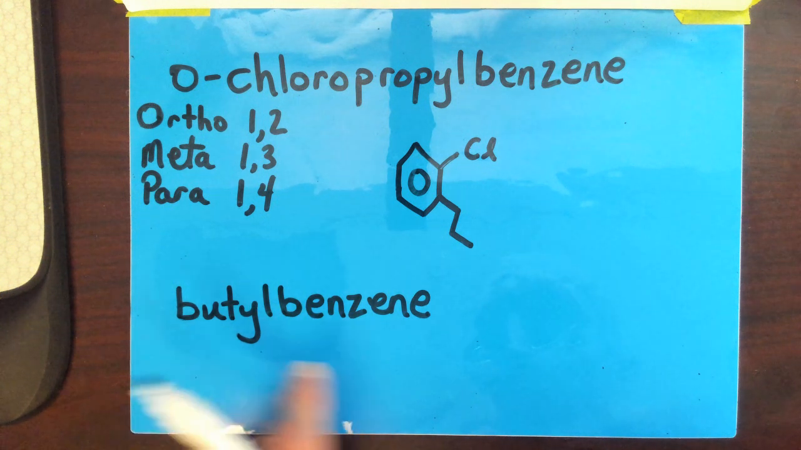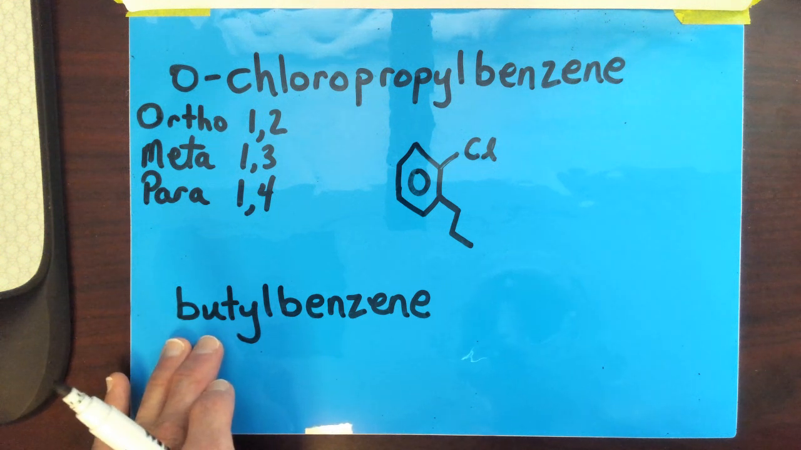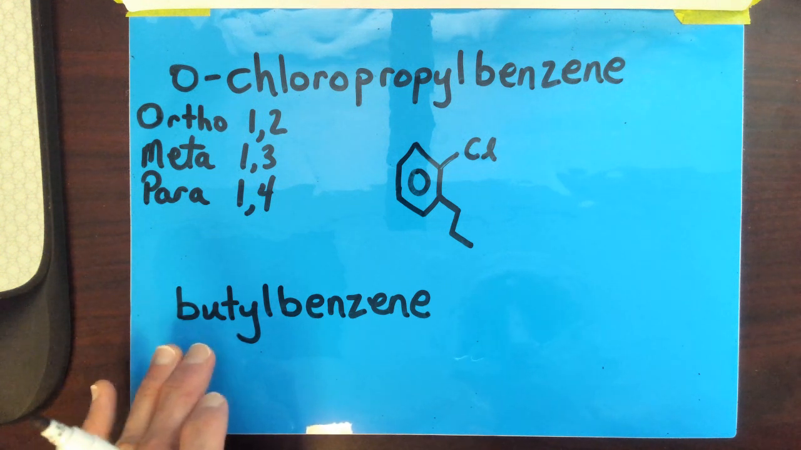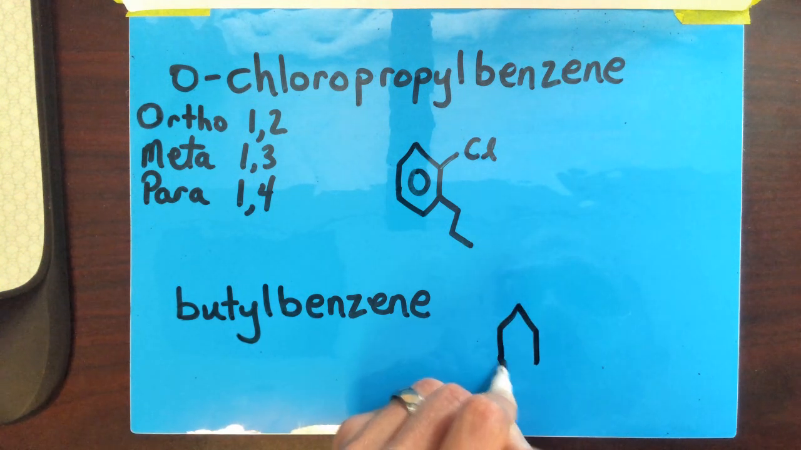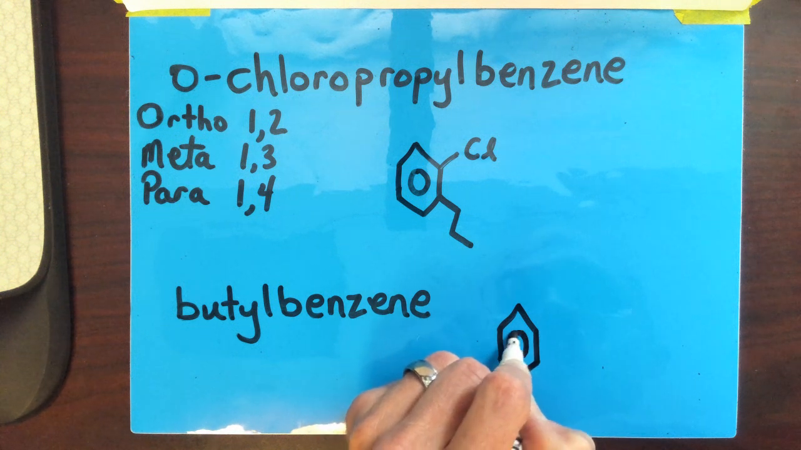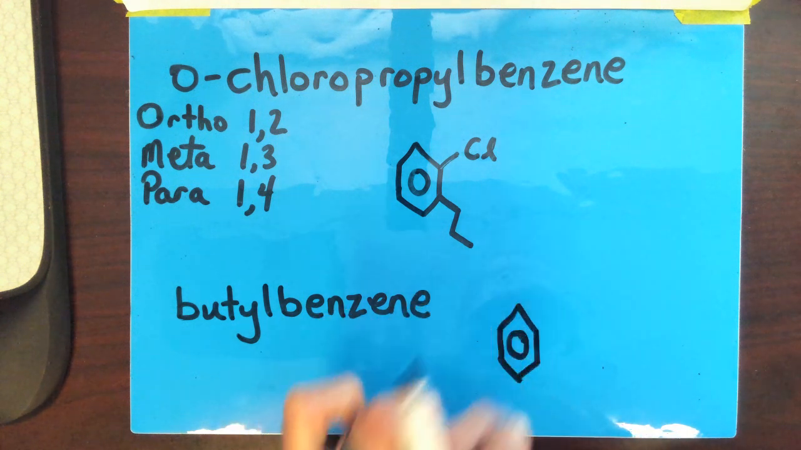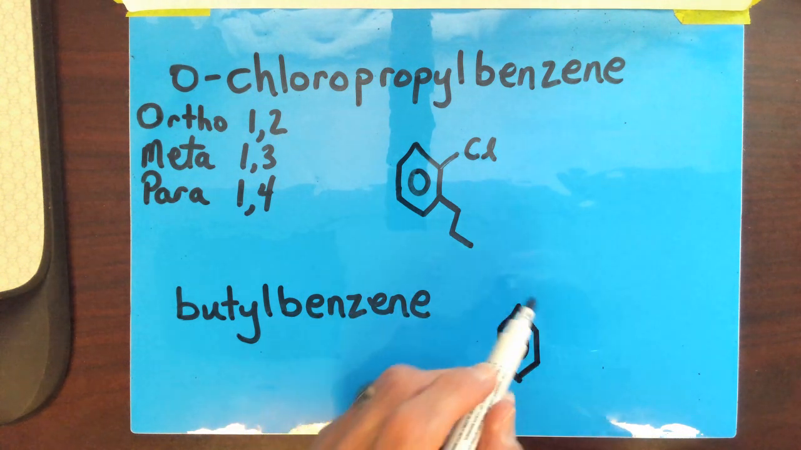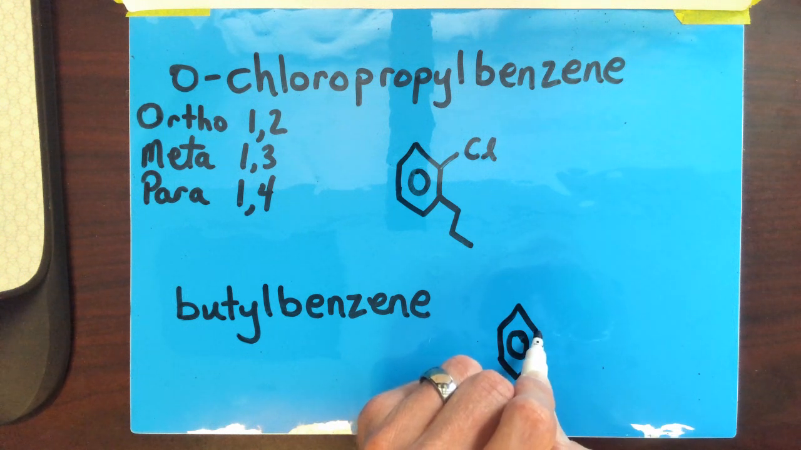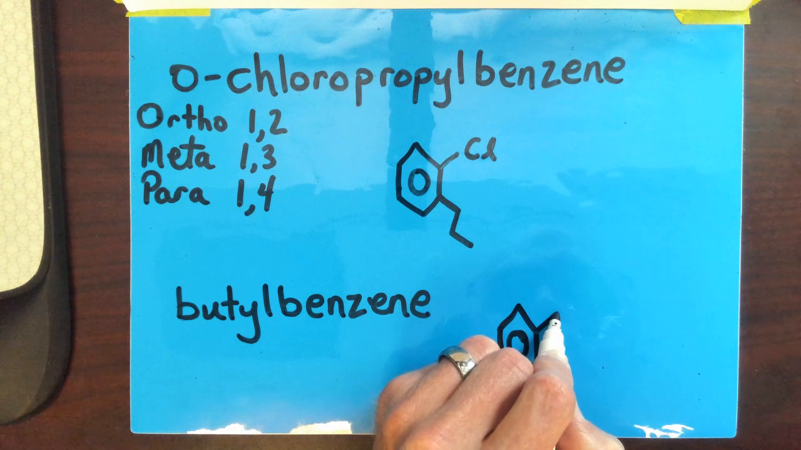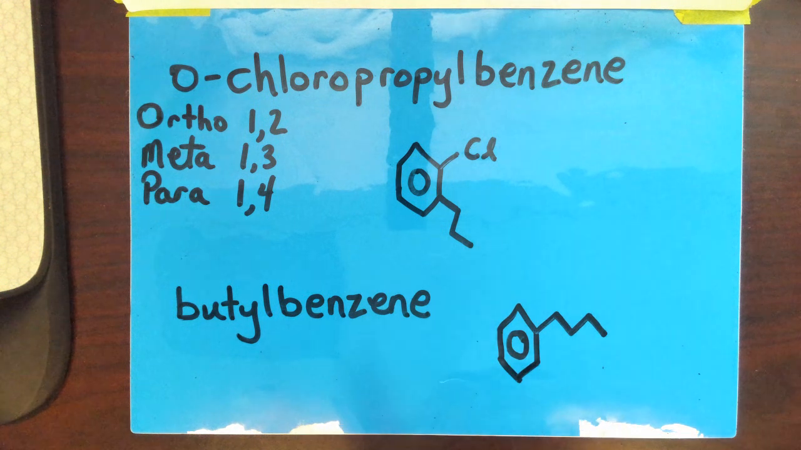Now we have butyl benzene. We don't have a numerical location of this butyl on the benzene ring because it is the only substituent. So by default, we can put it anywhere on the ring. So a butyl. Butyl is a 4-carbon derivative of butane. So here is methyl, ethyl, propyl, butyl. Okay.